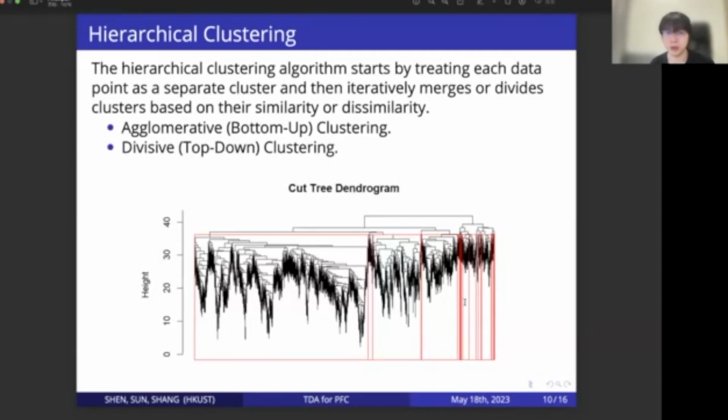And we also utilize the hierarchical clustering algorithm. The prevailing hierarchical clustering consists of 2 main methods. The first is agglomerative clustering. The second is divisive clustering. We utilize the first method to get the 20 subgroups.